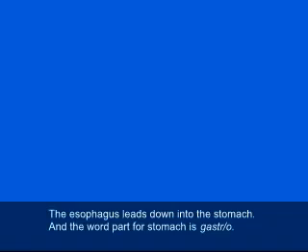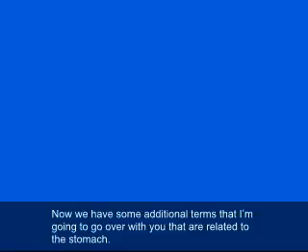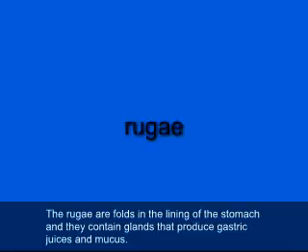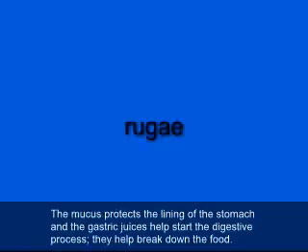The esophagus leads down into the stomach, and the word part for stomach is gastro, G-A-S-T-R/O. Now we have some additional terms related to stomach, and these are more straightforward anatomical terms. The first one is rugae, R-U-G-A-E. The rugae are folds in the lining of the stomach, and they contain glands that produce gastric juices and mucus. The mucus protects the lining of the stomach, and the gastric juices help start the digestive process. Help break down the food.